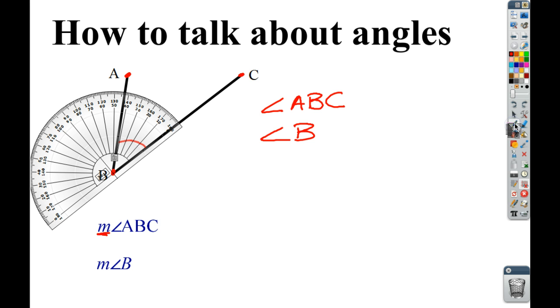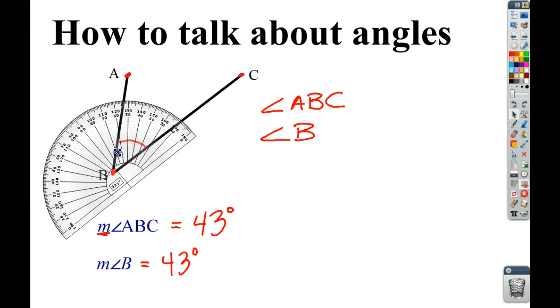So what we can say here is the measure of angle ABC is 43 degrees. That means this is saying the same thing. So the measure of angle B, how many degrees is it? It is 43 degrees. A lot of this is just terminology. It's how we talk about these specific things.